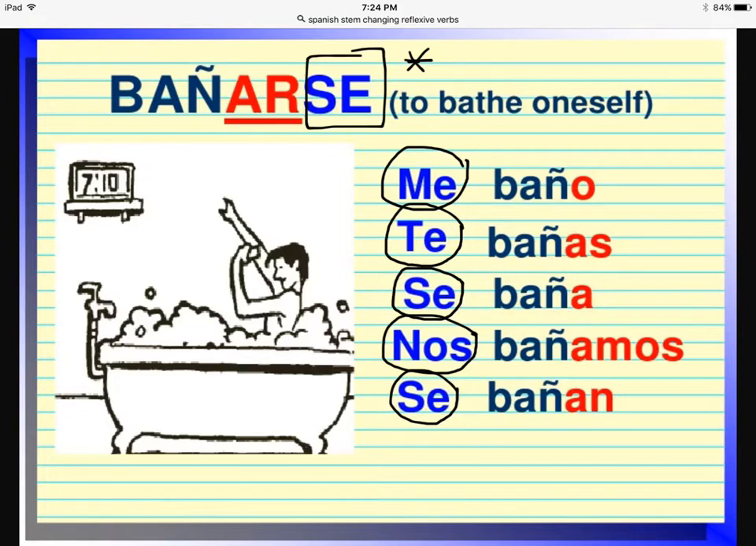Because bañar is just a normal AR verb, there's no stem change, so you can just conjugate it like a normal AR verb, and you don't have to worry about any stem change in this part. So you get me baña would be I bathe or I take a bath. Te bañas would be you familiar take a bath, and so on and so forth. Let's look at the next screen.